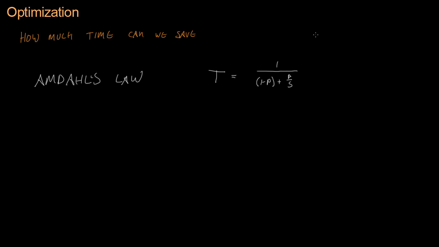So let's write those down over here so we can remember. P is the proportion of a program that's subject to optimization. And in a slightly different color, S is the amount of optimization that we can get from that particular part of a program.